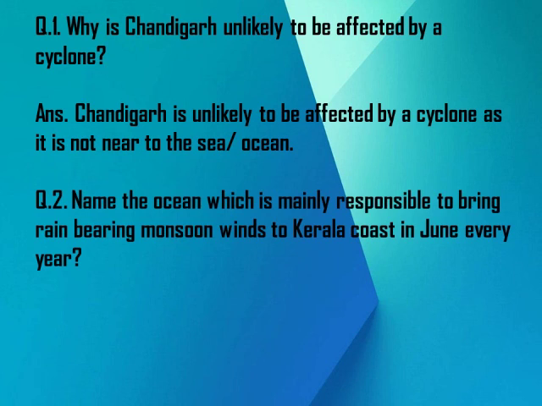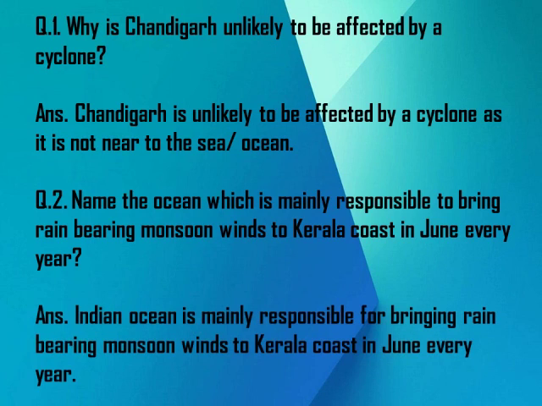Name the ocean which is mainly responsible to bring rain-bearing monsoon winds to the Kerala coast in June every year. The Indian Ocean is mainly responsible for bringing rain-bearing monsoon winds to the Kerala coast in June every year.